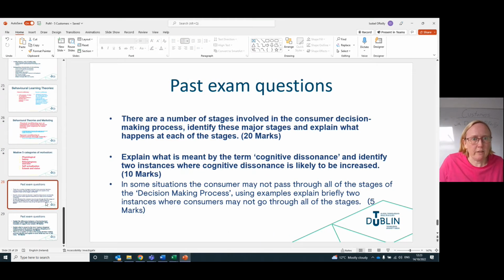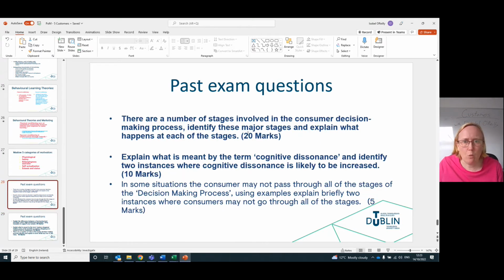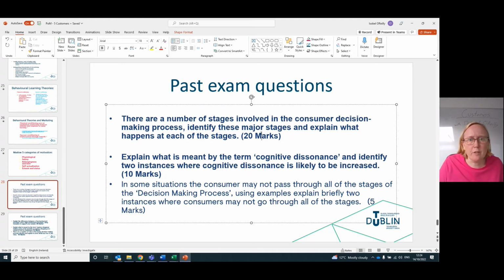So, exam questions, some examples. As before, I have just given an indication of what marks were. These are taken from various past papers. When you are practicing, you should practice exam questions, and you should look at the marks that are going for them.